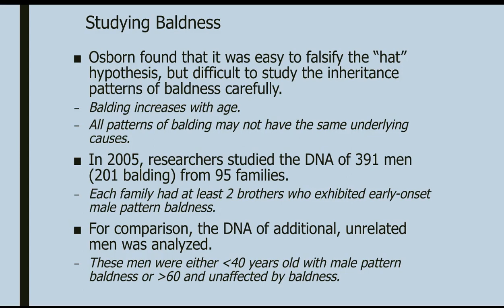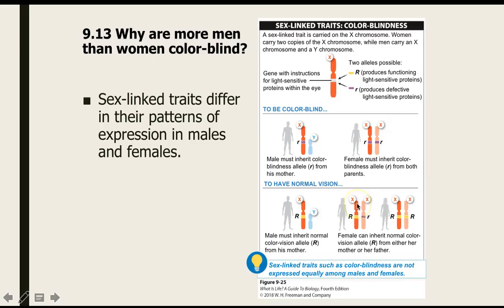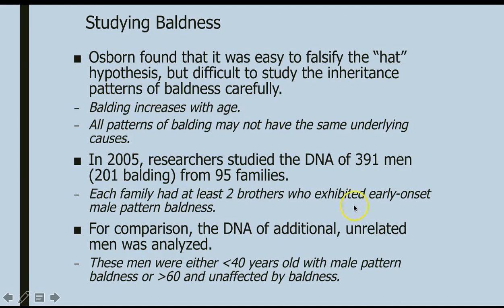What that means is that they were looking at brothers within a family and comparing the DNA of those brothers, especially ones that exhibited early onset balding. And then in comparison, they looked at the DNA of unrelated men, some of which were young, under 40 and having baldness, and others that were over 60 with no baldness. Think of these as the control groups, okay?